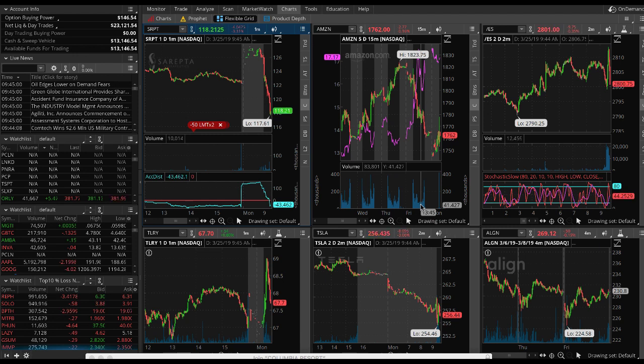BlackRock's global chief investment strategist Richard Turnell says he can see agreement between the U.S. and China to address the trade deficit and modest.